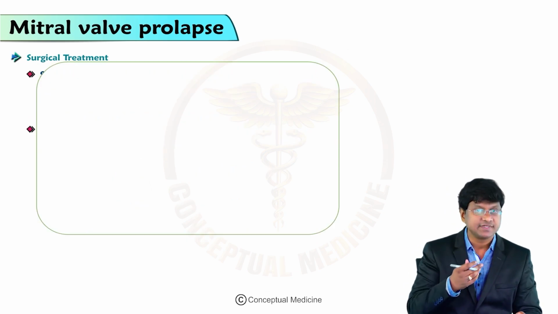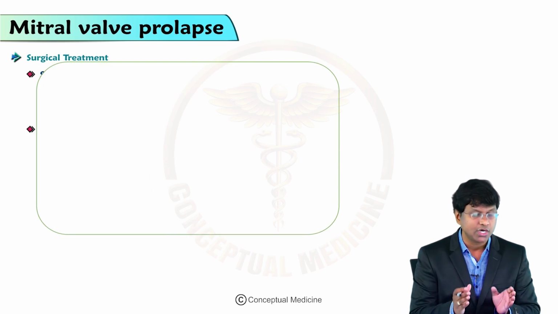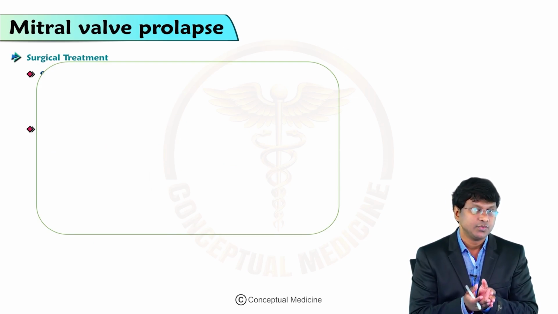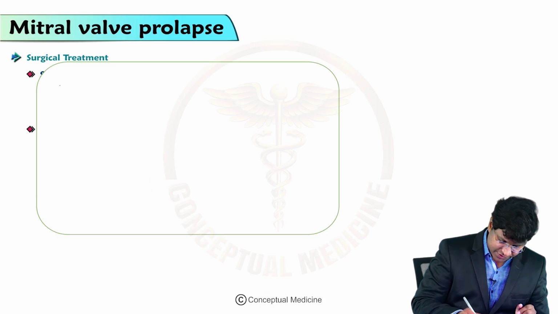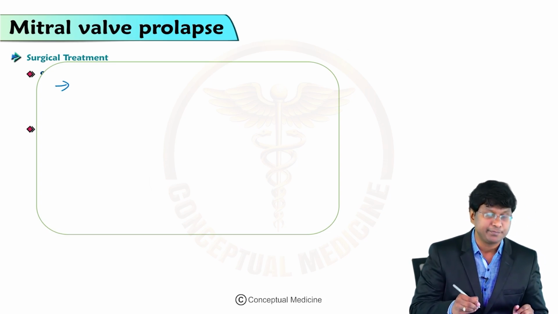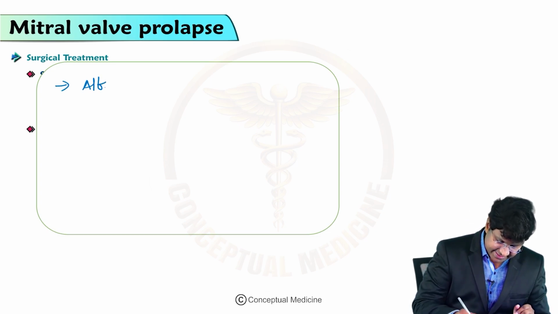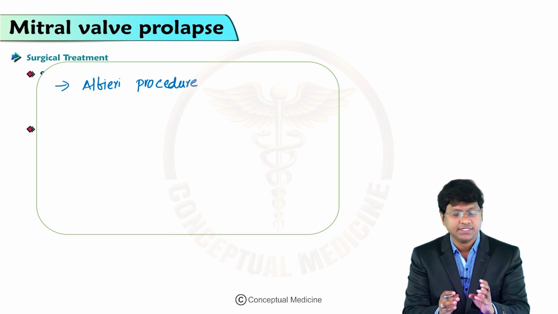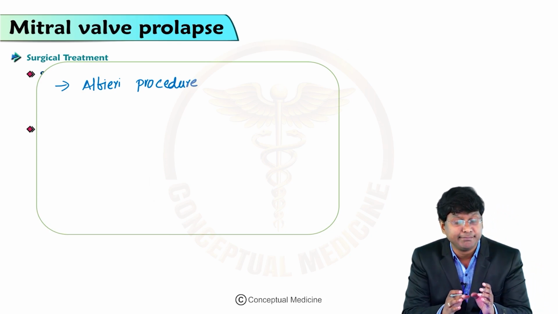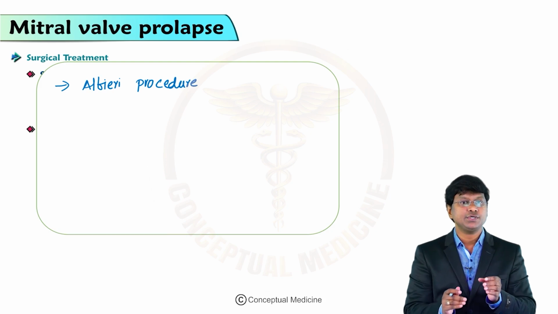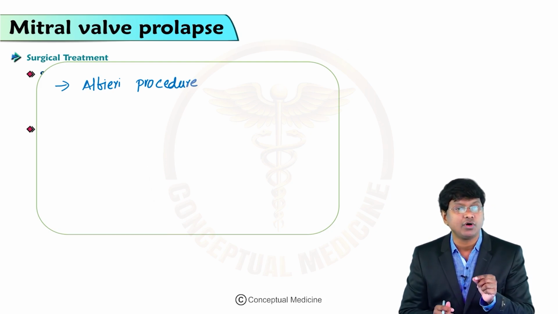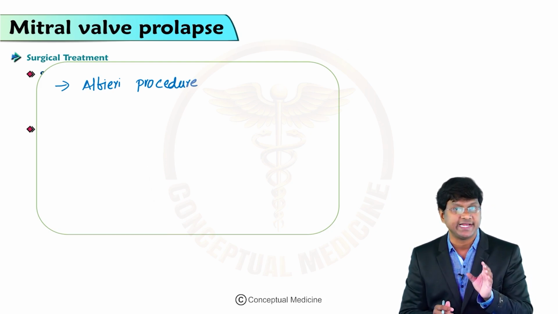And we also have certain techniques. So how can we repair this? What is the procedure? The name of this procedure is the Alfieri procedure. This itself can be asked as a multiple choice question. So in this, what do we do? Stitching the middle of the leaflets together to create a double orifice mitral valve is also used at times.